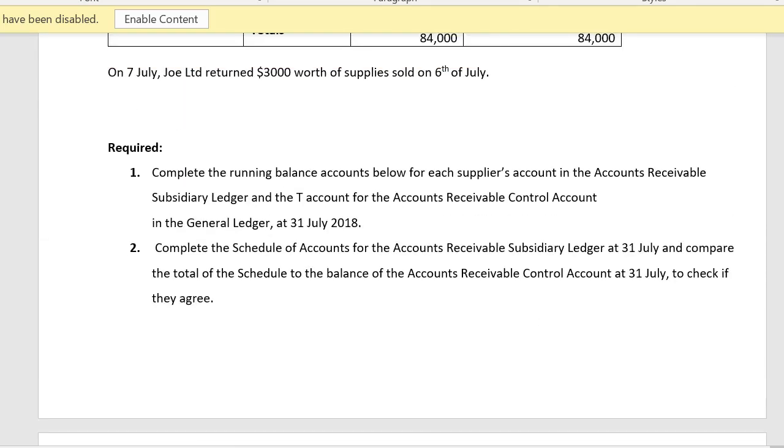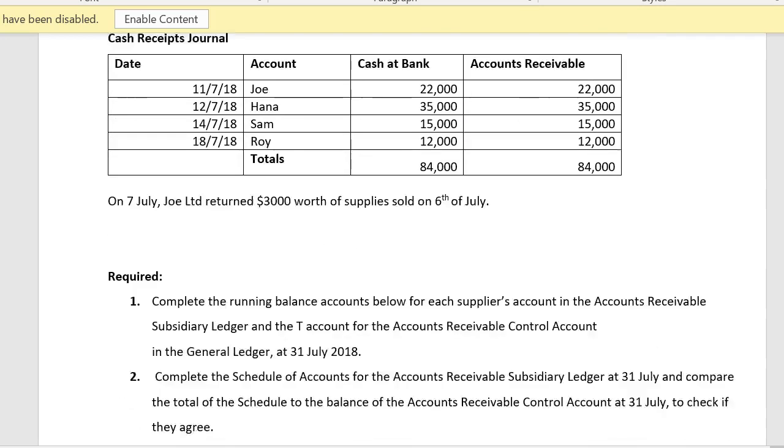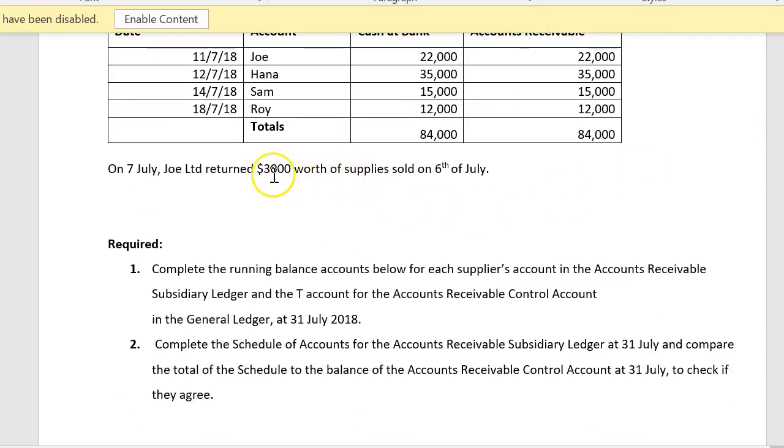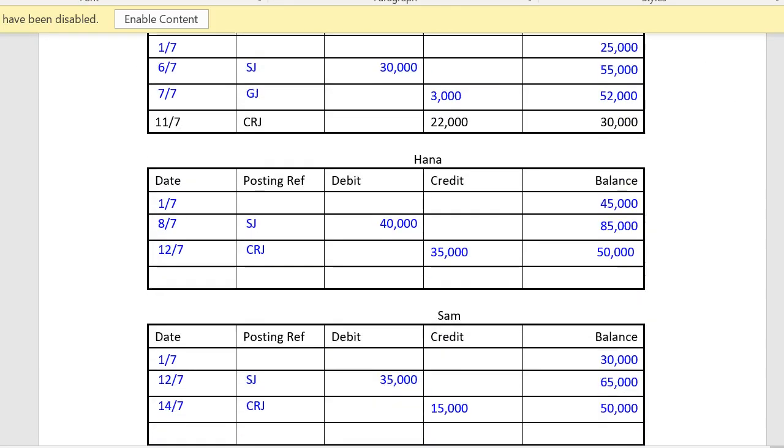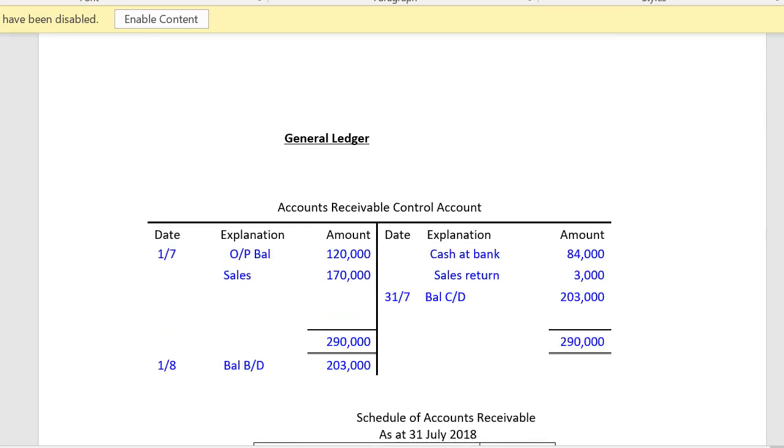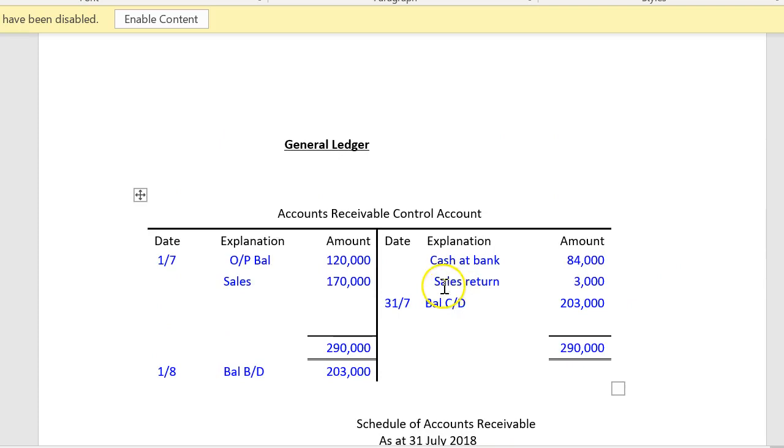Okay, they also received $3,000 worth of supplies back from Joe, who's a customer, on the 6th of July. So that is a sales return. Now, how do you record that? You debit sales returns, credit accounts receivable. That's how you get this number.